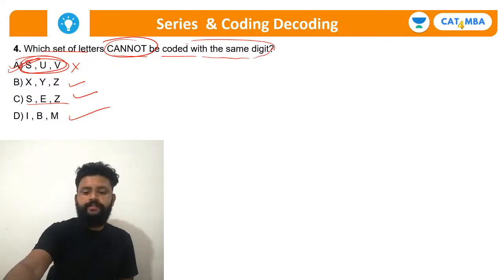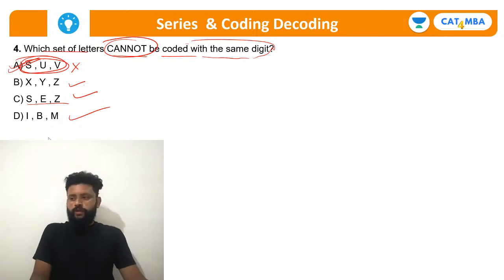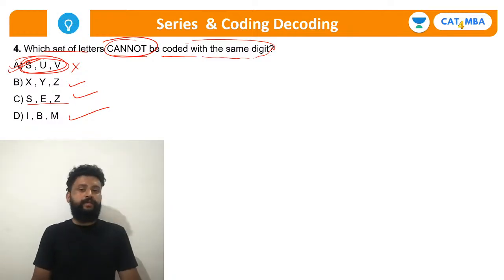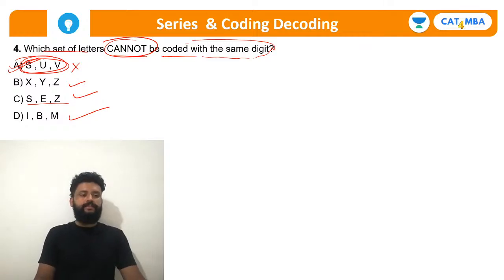Hopefully you understand. Okay, so that's all about series coding decoding, a trial and error basis topic, and if it comes in CAT, it will definitely be quite challenging. Go through some more sets.